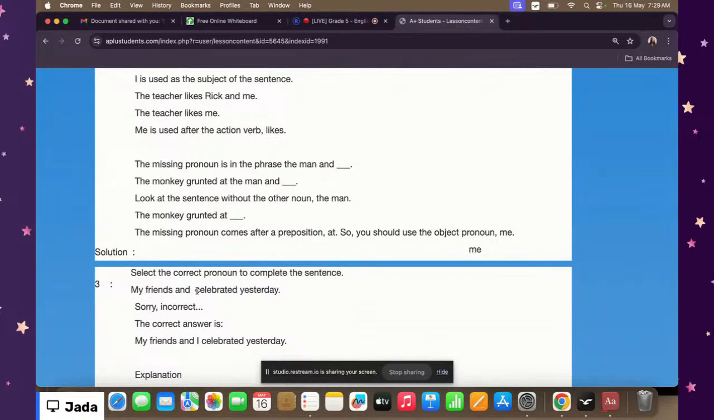Next, "My friends and blank celebrated yesterday." It could be "my friends and me" or "my friends and I celebrated yesterday." But if you take away my friends and you say "me celebrated yesterday," it's incorrect. But if you say "I celebrated yesterday," it is perfect.